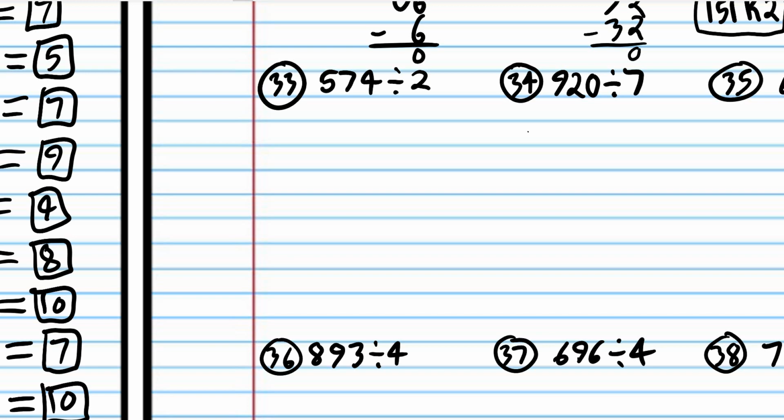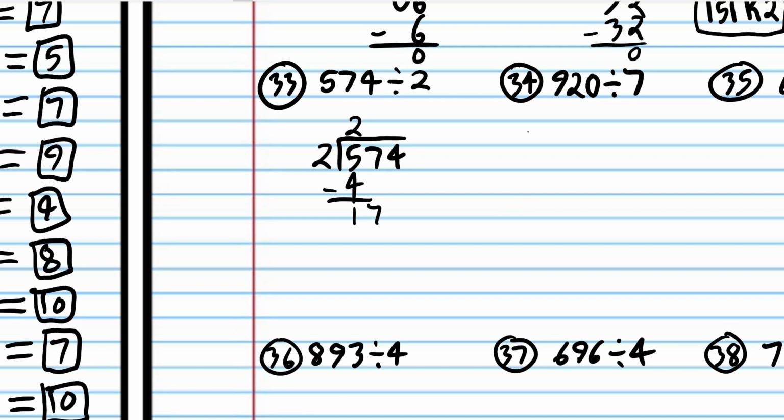All right, 574. 574 divided by 2. How many times does 2 go into 5? It goes in 2 times. 2 times 2 is 4. 5 minus 4 is 1. And that's the first cycle. And this number is smaller than this number, which means we did it correctly. Now we bring down the 7. And now we start the second cycle.